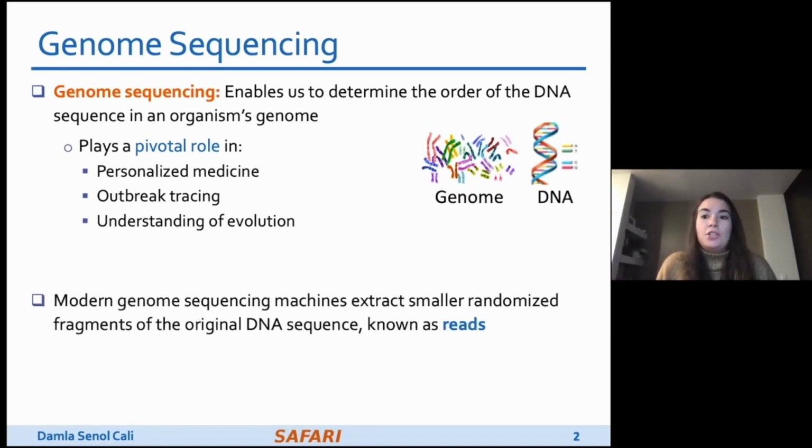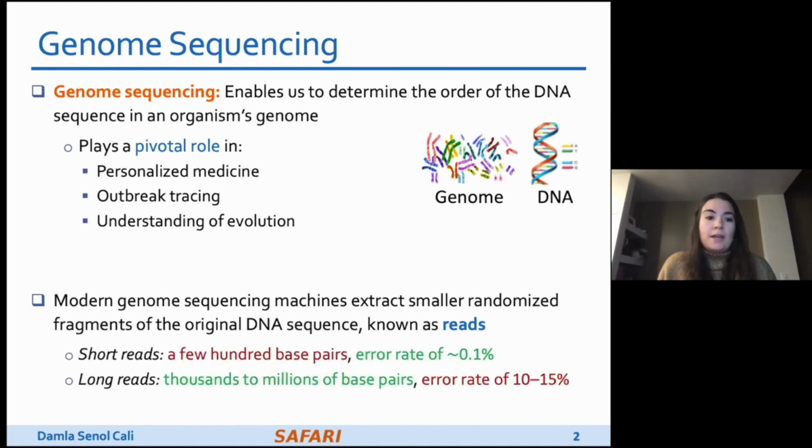Modern genome sequencing machines extract small randomized fragments of the original DNA sequence, which we call reads. State-of-the-art sequencing machines produce either short reads or long reads, based on the length of those parts of the DNA sequence. For short reads, we observe a very low error rate, around 0.1% of the length of the reads. For long reads, which can have thousands to millions of base pairs in each read, the error rate is much higher compared to short reads, at 10 to 15% of the read length.